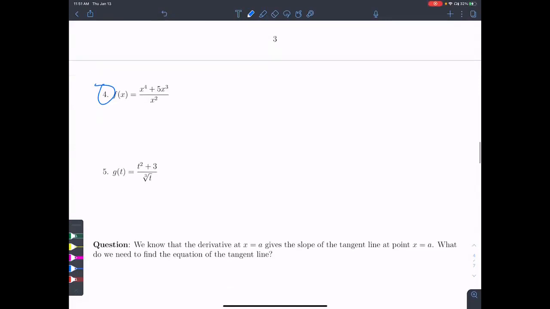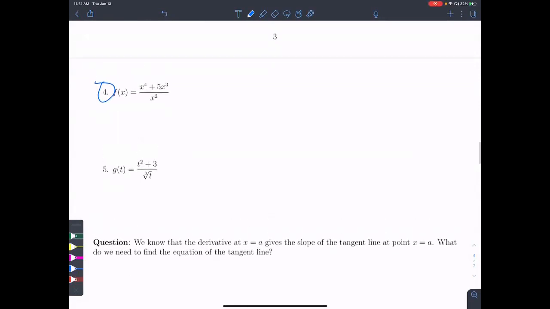Okay, let's do number 4, and then I believe I'm going to take a break, and then I'll do the rest of this packet on a different video. So we are looking at here, if we were to simplify this, this would be x to the 4th over x squared plus 5x cubed over x squared. That would be x squared plus 5x. And then we want to take the derivative of that. So f prime of x, the exponent down front, decrease it by 1, plus exponent down front, decrease it by 1. So you're looking at 2x plus 5.